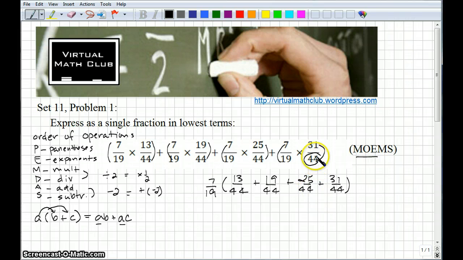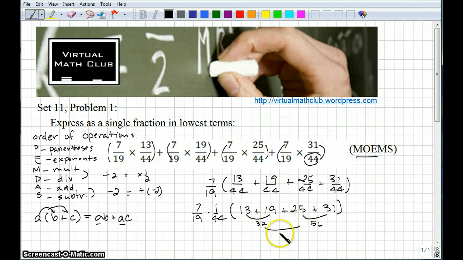You could factor out a 1/44, so you'd have 7/19 times 1/44. Factor both of those things out, and then you just have 13 plus 19 plus 25 plus 31. Okay? And that's pretty easy to add, and then just multiply. So let's go ahead and do that. If I add these two things together, I get 56. If I add these two things together, I get 32. If I add both of those together, I get 88.